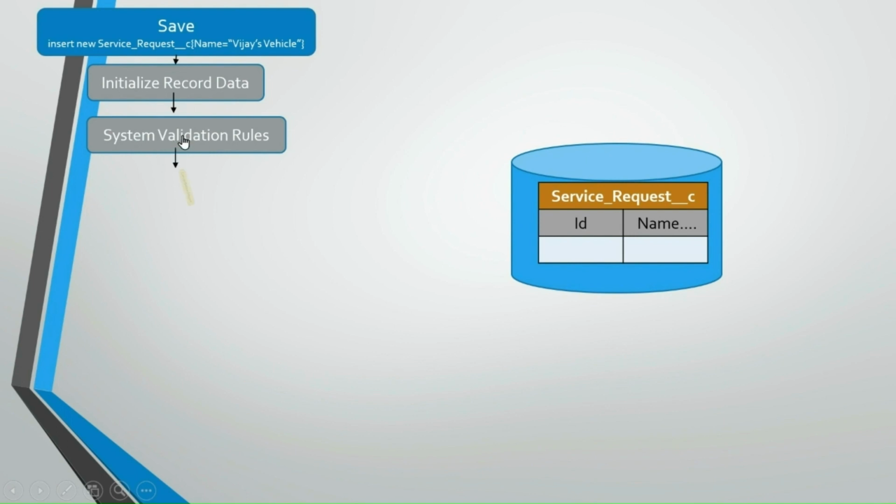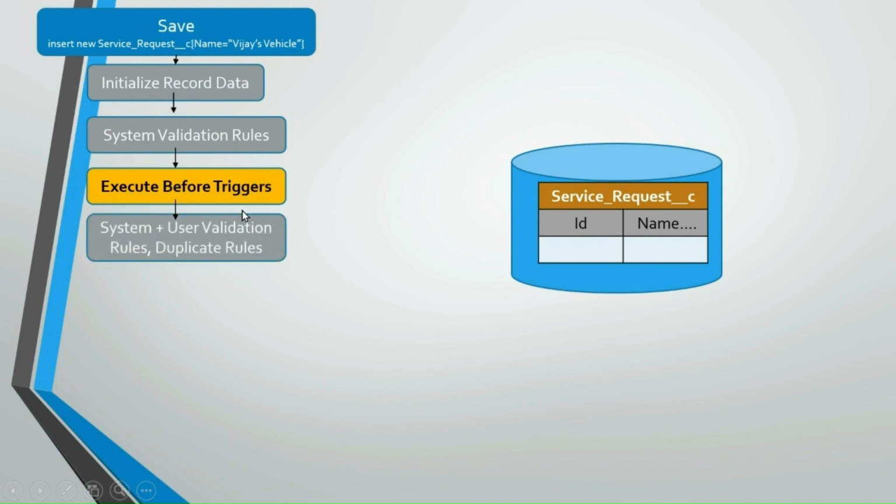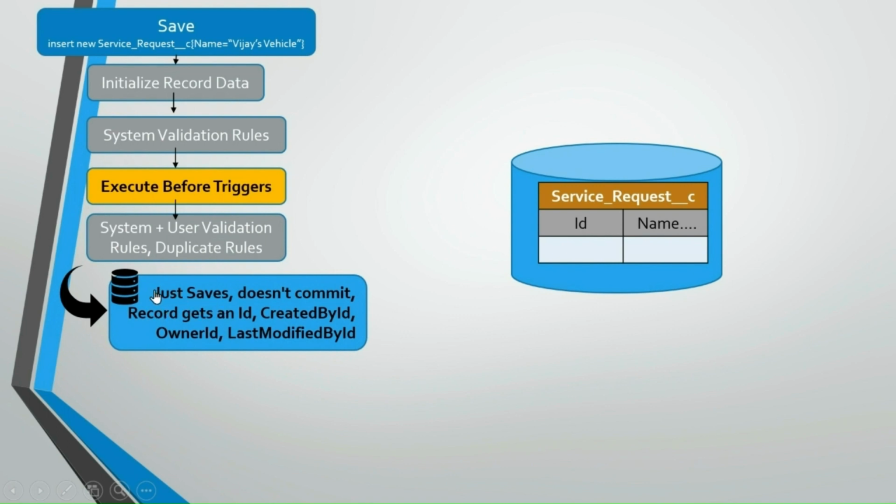After system validation rules, it executes before triggers. We will see in detail on these before triggers for each and every trigger event. After this, Salesforce will call the system validations again, because in the before triggers the data may be modified. That is why Salesforce again performs the system validations as well as the custom validation rules. Then it checks the duplicate rules. After this step, Salesforce saves that record into the DB. Please note that here the record gets saved into the DB, but it doesn't commit yet.